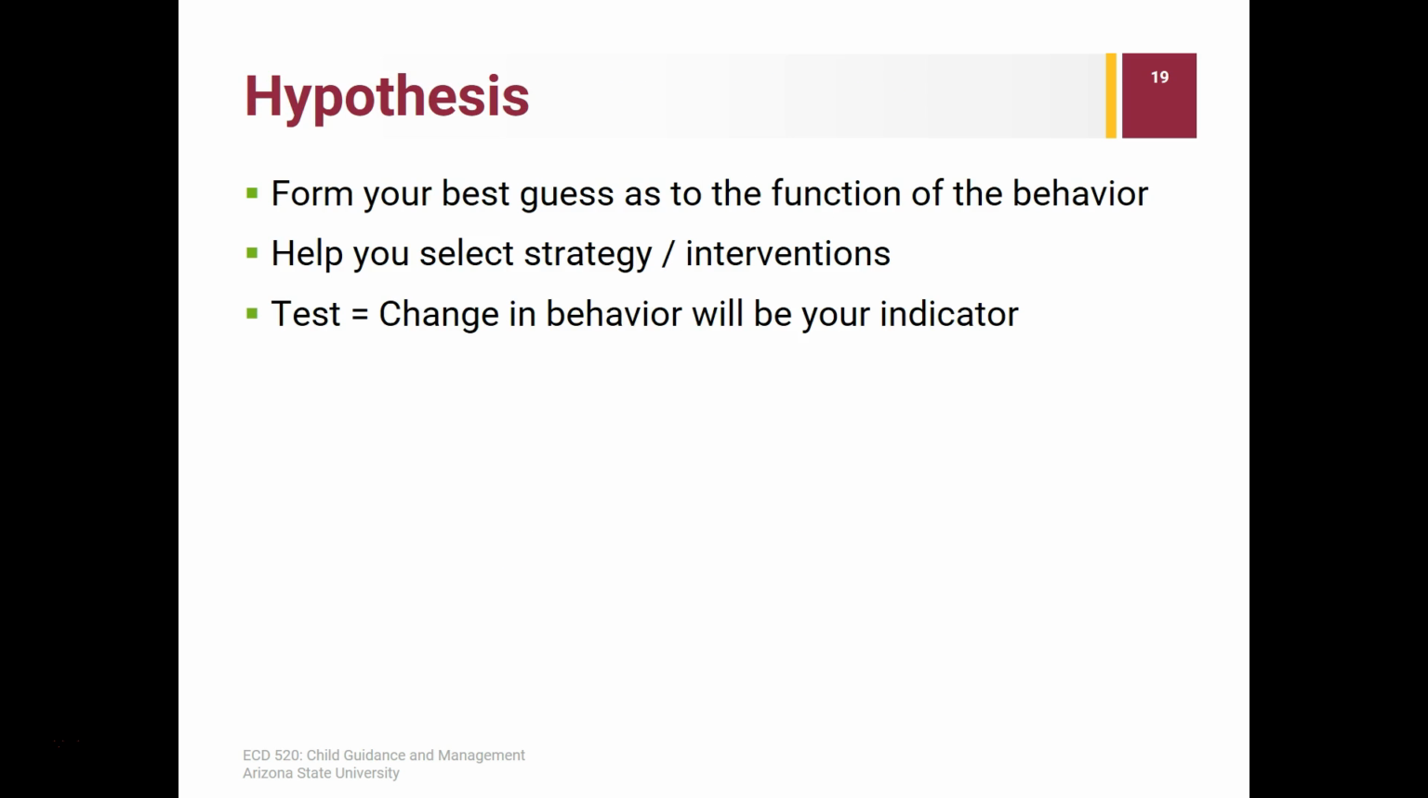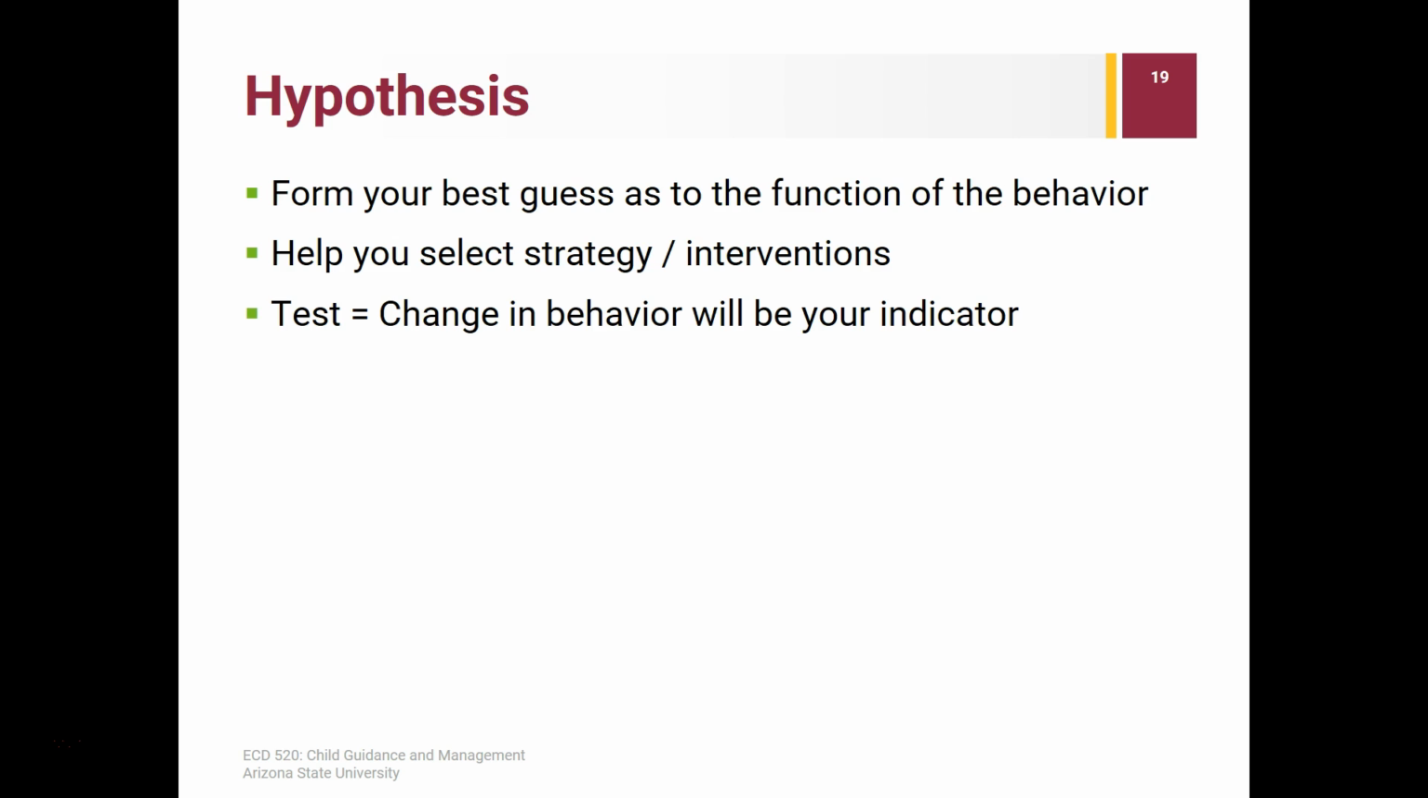Oftentimes, we have to form a hypothesis as to the function of the behavior. The hypothesis is our best guess that is based on our ABC data. We then use this hypothesis to select our strategies for the behavior intervention plan we design. We test the hypothesis by implementing the plan. If, after a period of time, the plan helps the students to change their behavior, then we probably selected the correct function of the behavior.